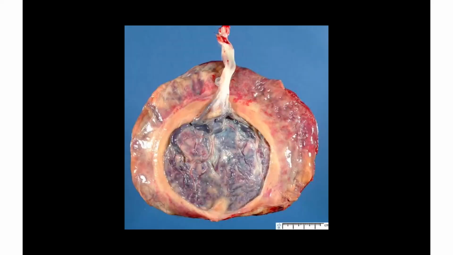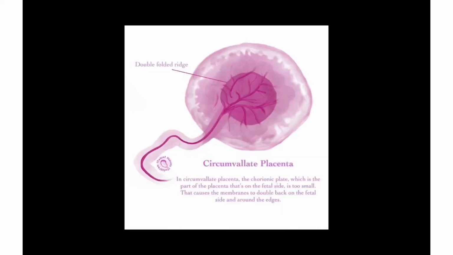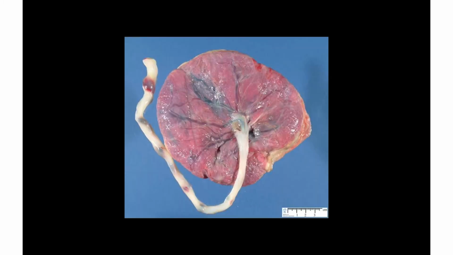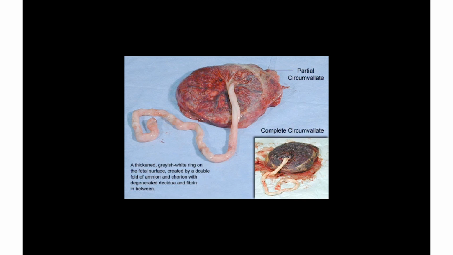So here are pictures of circumvallate placenta. As mentioned a while ago, circumvallate placenta happens when the chorionic plate, which is the part of the placenta that's on the fetal side, is too small. This causes the membranes to double back on the fetal side and around the edges. So this is how a normal placenta looks, and this is how a circumvallate placenta looks.